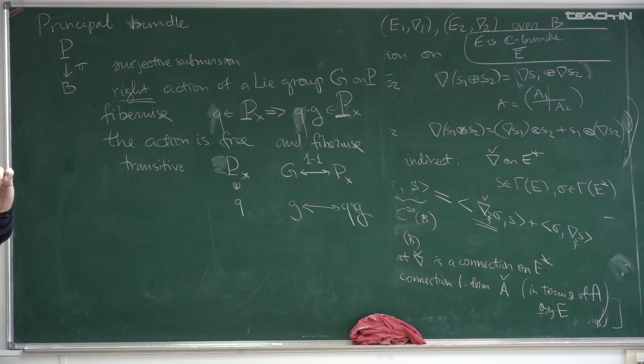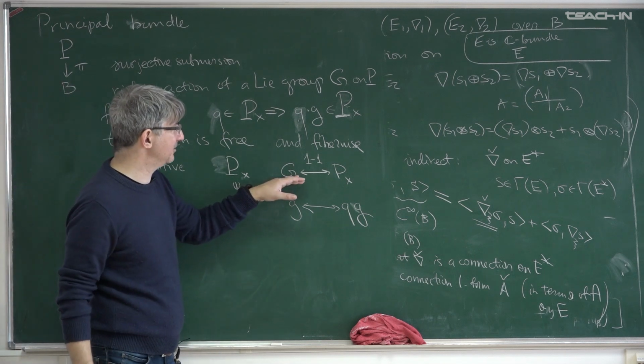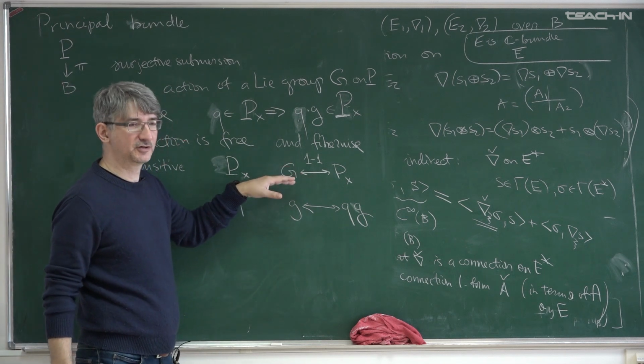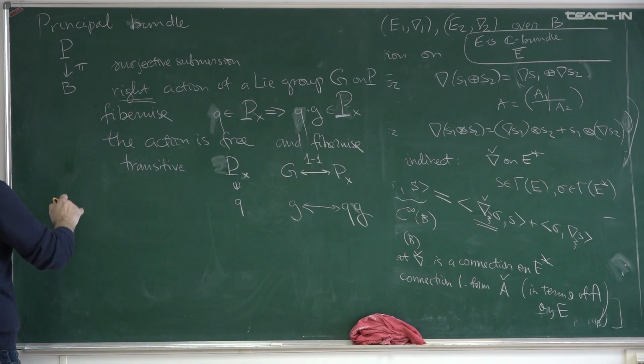If you take 2 points in the fiber, then you can move 1 point to another by some element of the group G, and you can do it only one way. It means, roughly speaking, that each fiber is the group G itself, but you delete the unit there. You don't see the identity element.